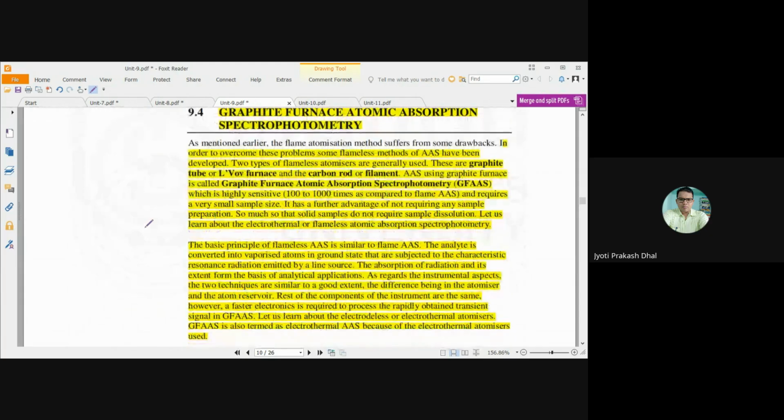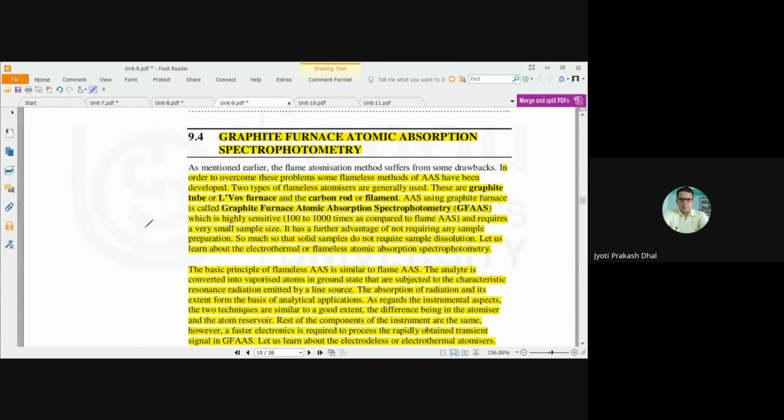Then different atomic absorption spectrometric techniques are there. The first one is graphite furnace atomic absorption spectrometry. So this is the graphite furnace.